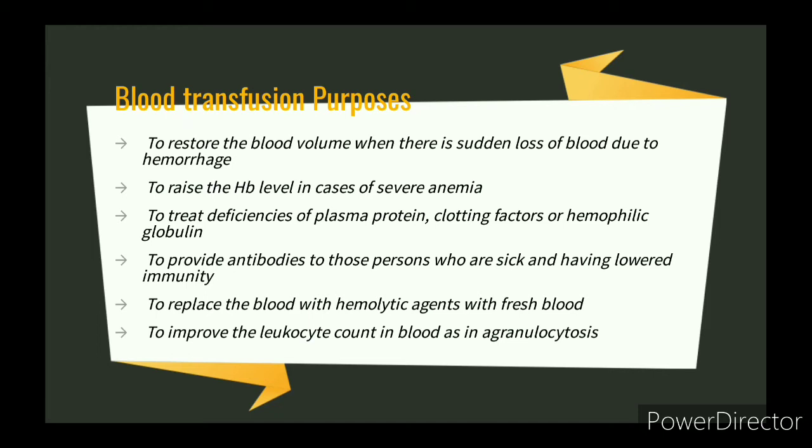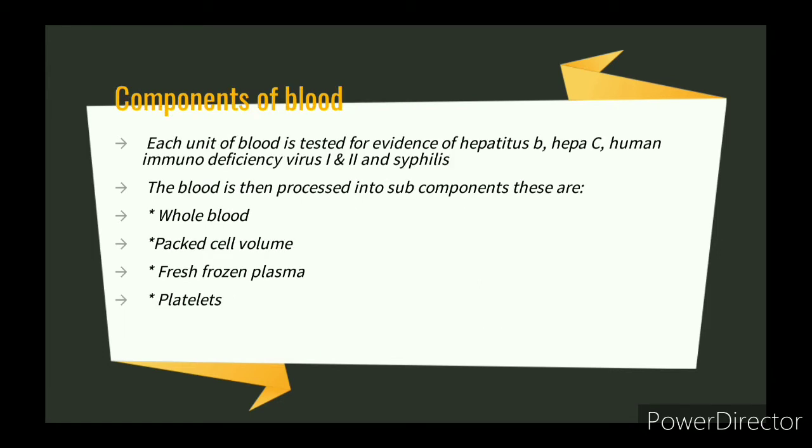as in agranulocytosis. Okay, what are the components of blood? Each unit of blood is tested for evidence of hepatitis B, hepatitis C, human immunodeficiency virus 1 and 2, and also syphilis.